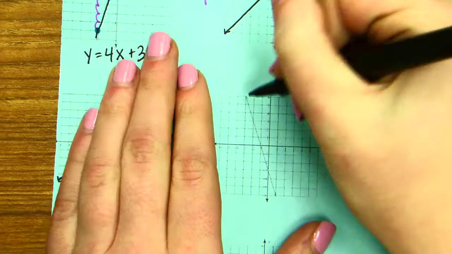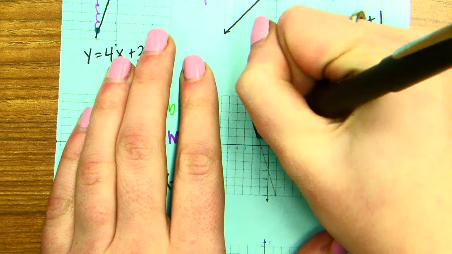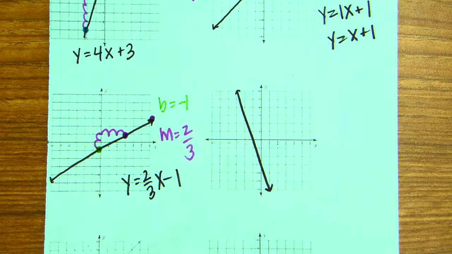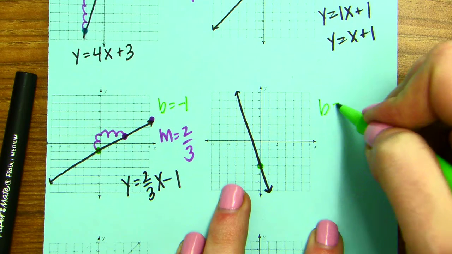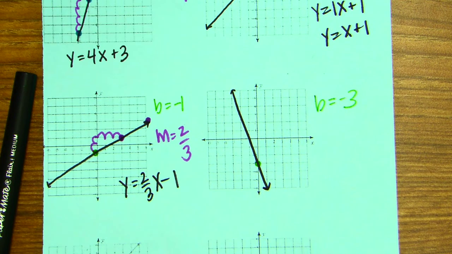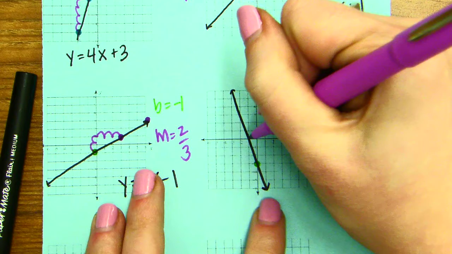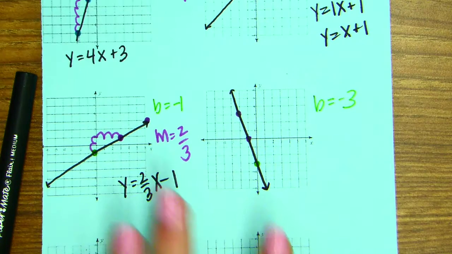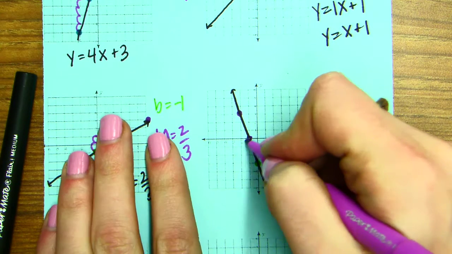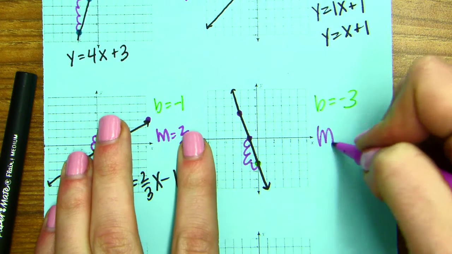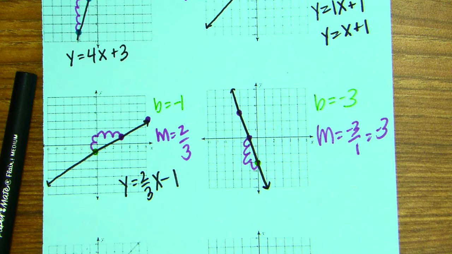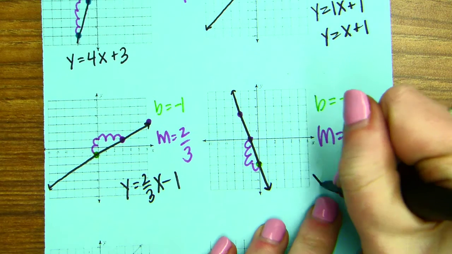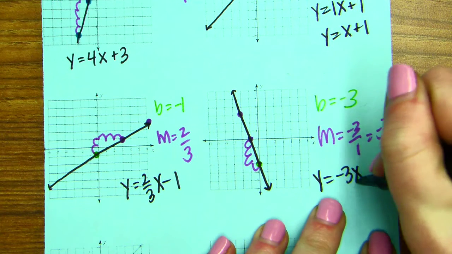Okay, the fourth one, I'm going to darken my line first. Then the first thing I do is find my y-intercept. My y-intercept is right here, negative 3. For my slope, I have to find other lattice points, anywhere it goes through the corner of the graph paper. It goes down 3 to the right 1. So my slope is negative 3 over 1, which simplifies to negative 3. So my equation is y equals negative 3x minus 3.